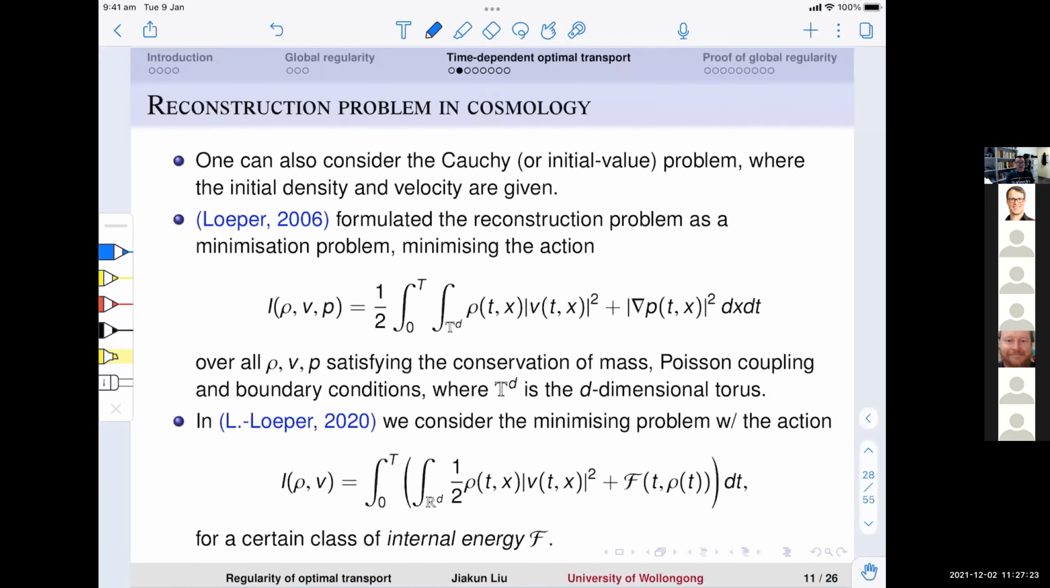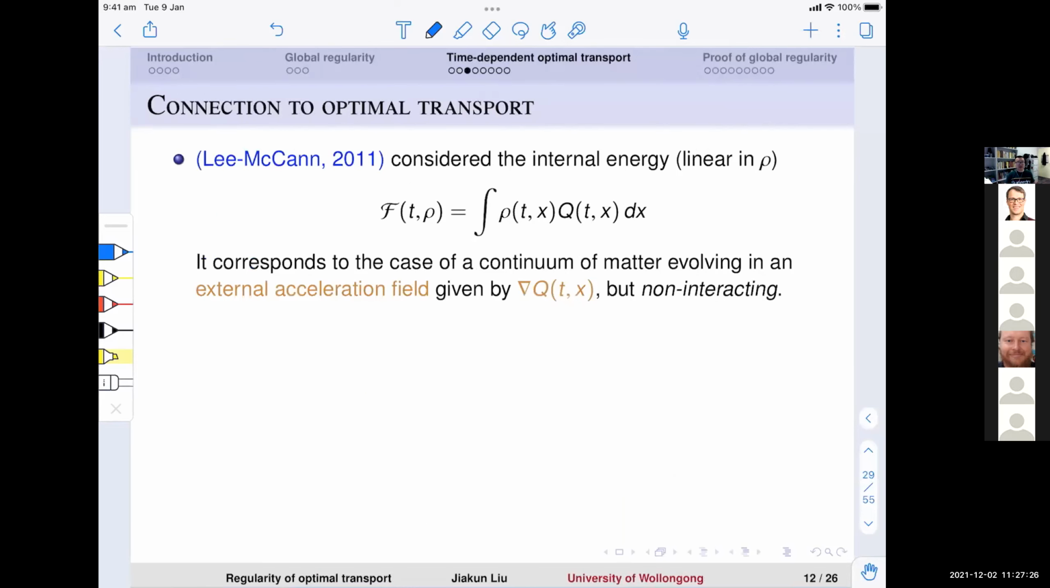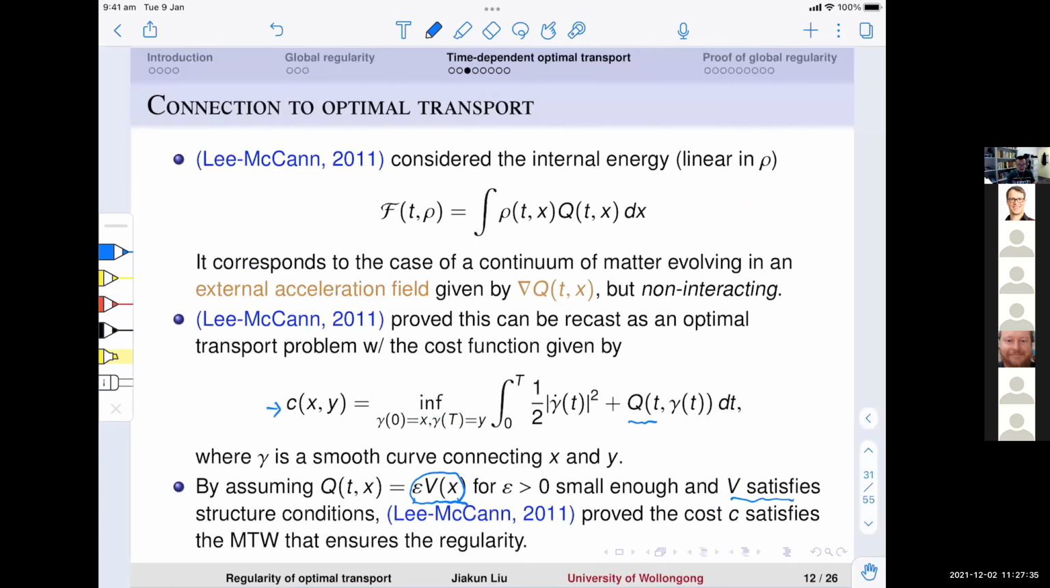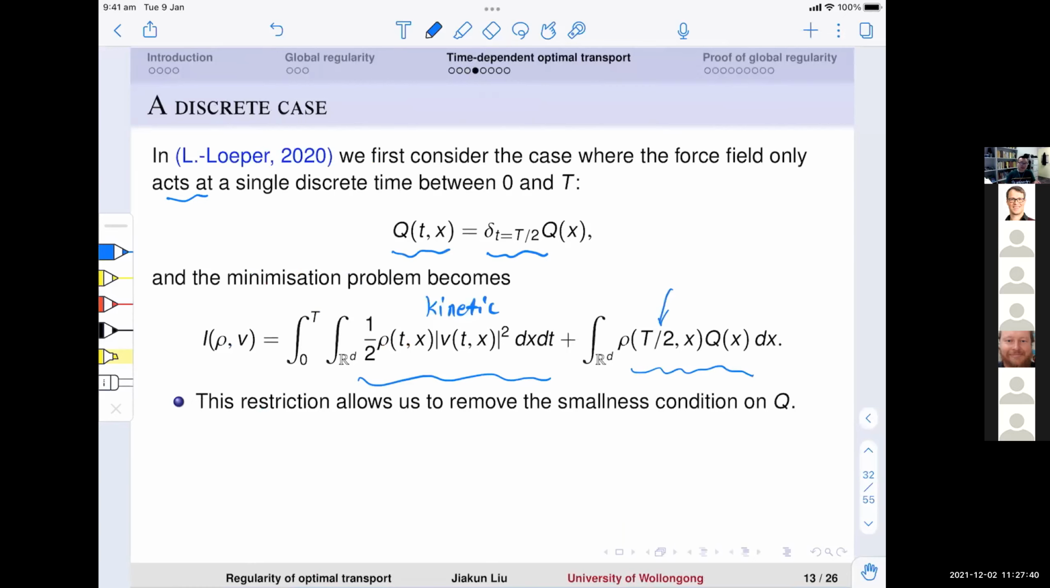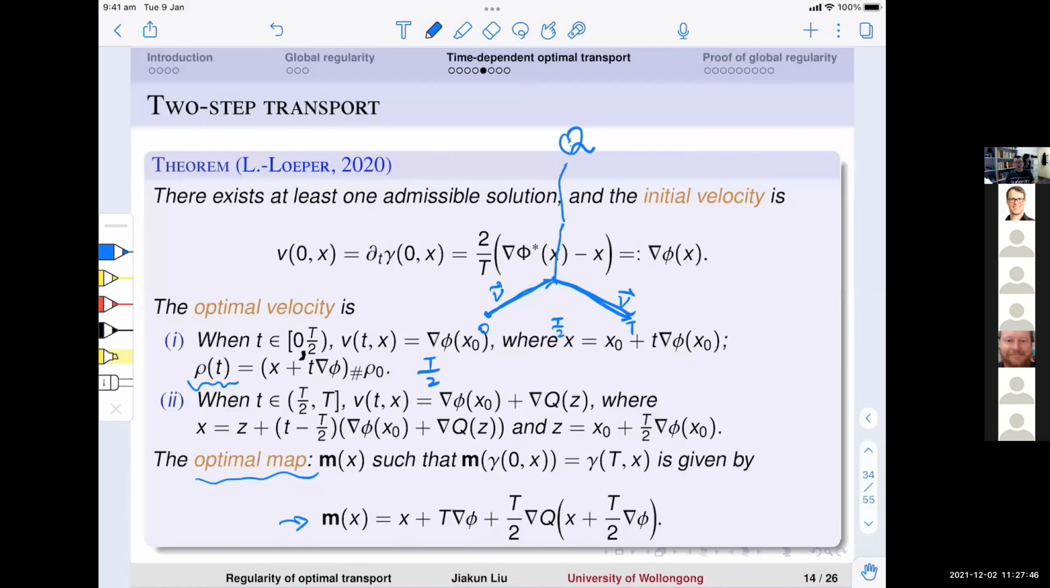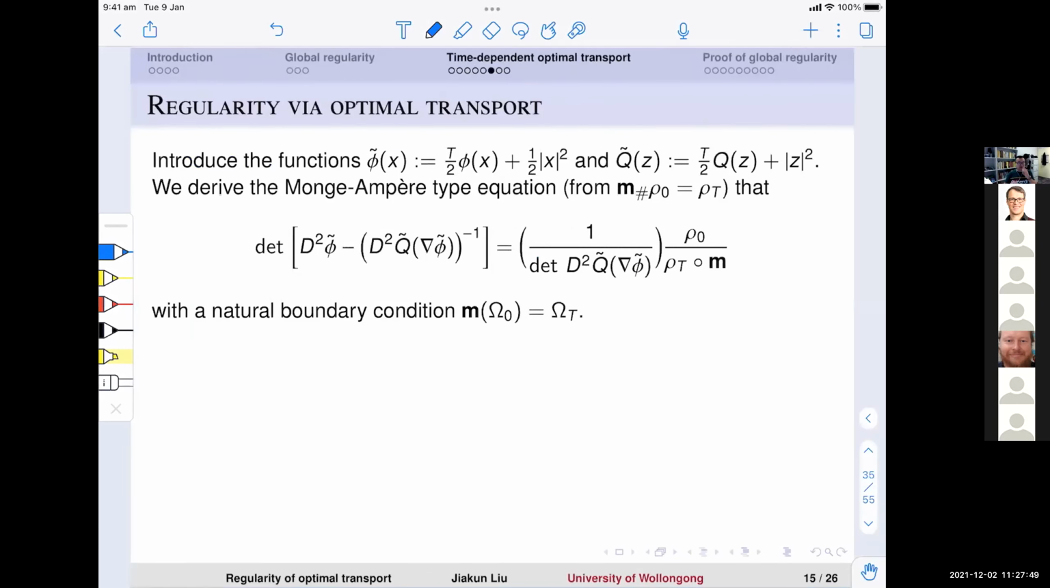So Paul Lee and Robert McCann did step 1. They considered a special situation and they have the cost function. Under a special condition on this cost function, such that it satisfies MTW, they have regularity. But now we are going to consider a different model, and again we're trying to formulate our model into optimal transport. To do that, we have to modify the functions. We modify the function phi, which is a potential of the velocity field, and also the function q, which is the external force field.